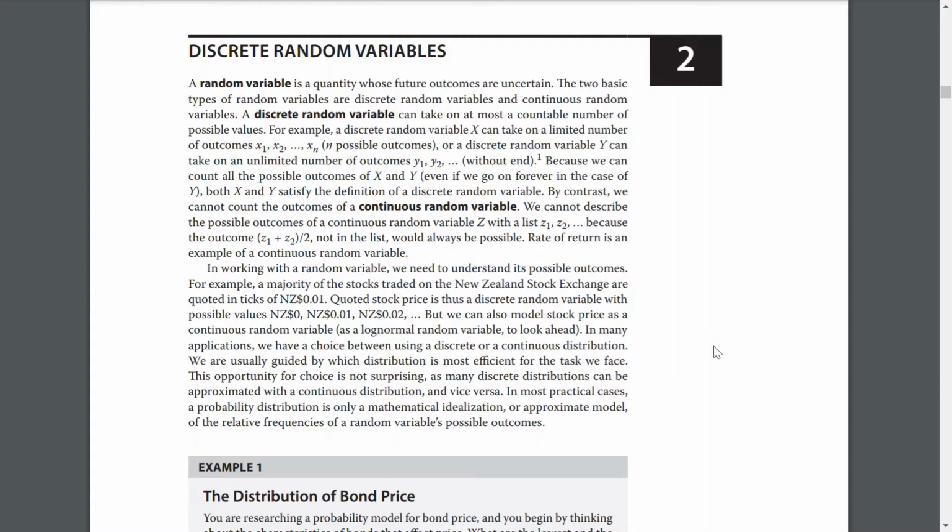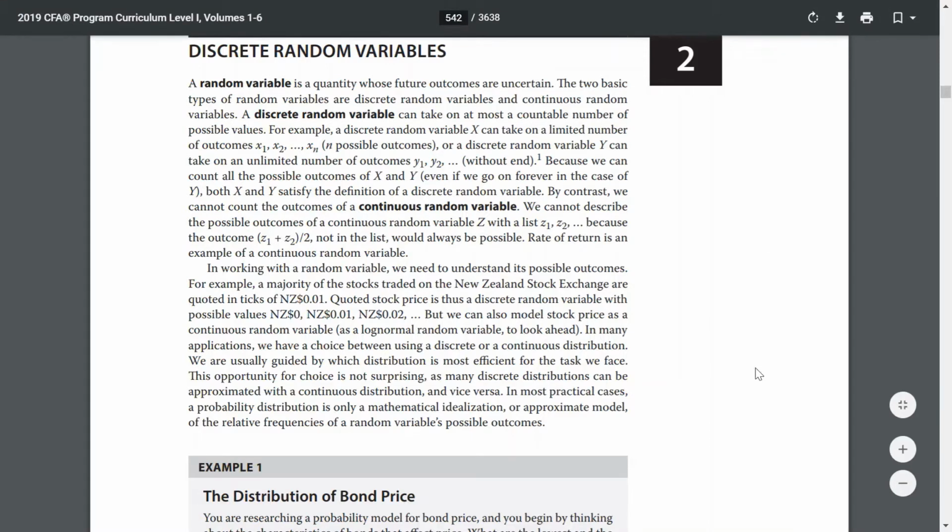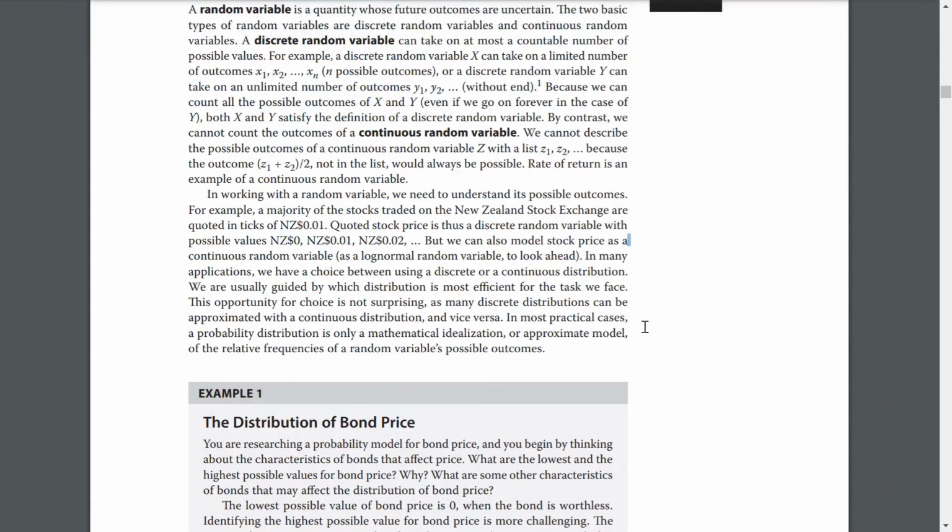Looking ahead, in many applications we have a choice between using a discrete or continuous distribution. We are usually guided by which distribution is most efficient for the task we face. This opportunity for choice is not surprising, as many discrete distributions can be approximated with a continuous distribution and vice versa. In most practical cases, a probability distribution is only a mathematical idealization or appropriate model for the relative frequency of a random variable's possible outcomes.